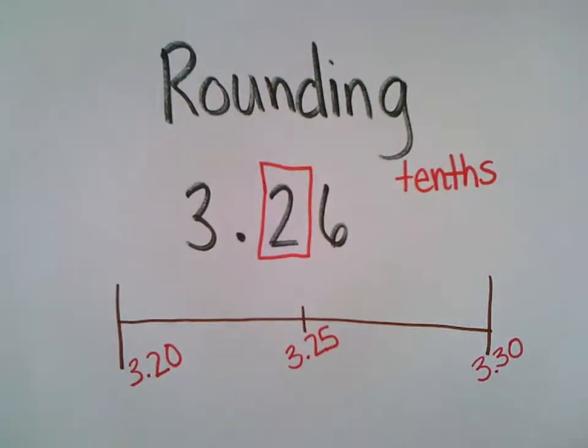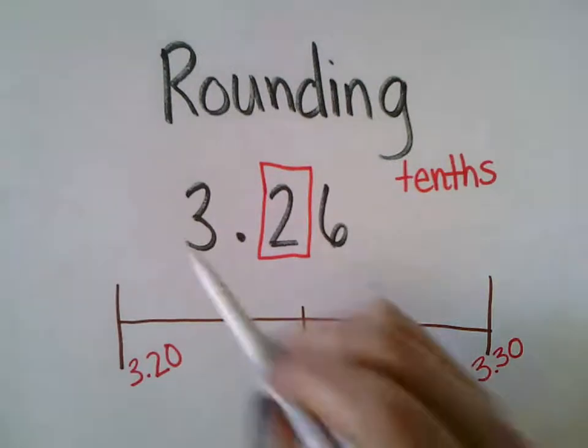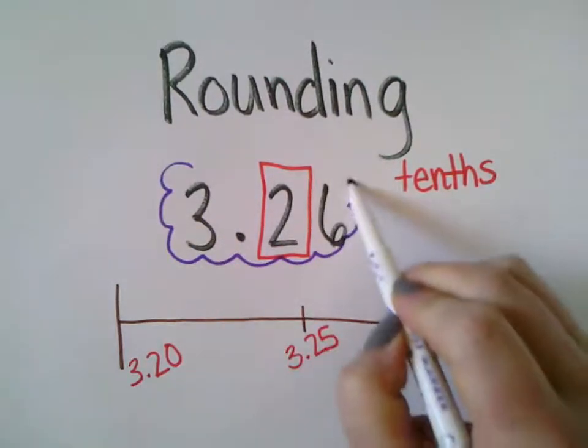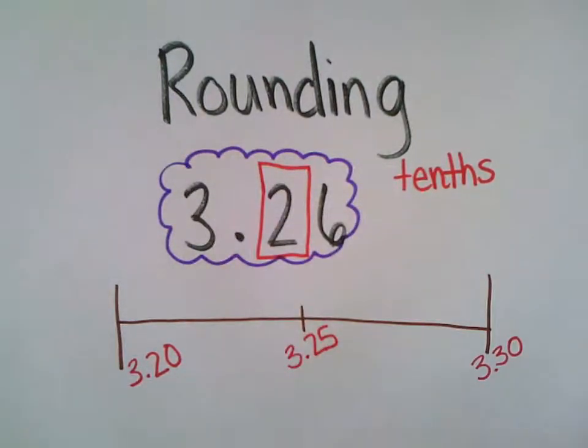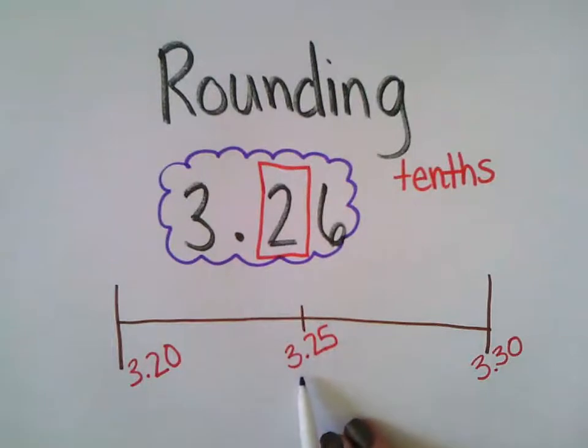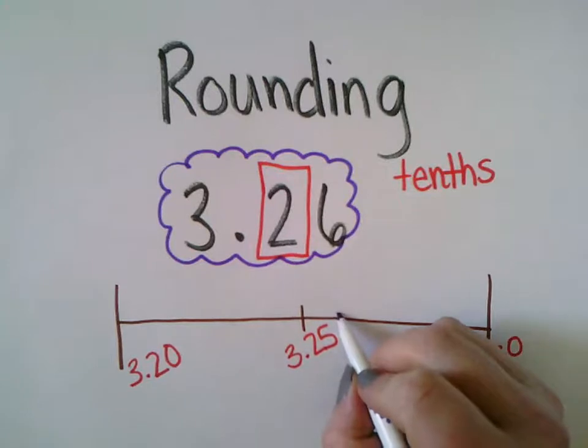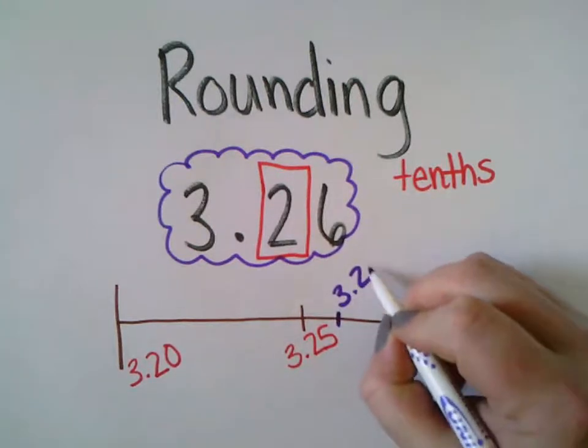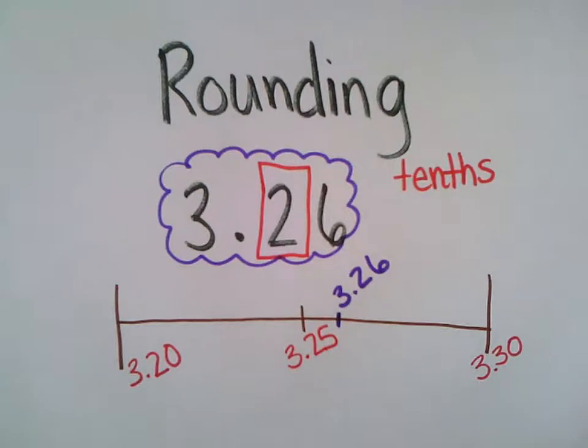Very nice. Now, what you're going to do next is you're going to figure out, where does our original number go on our number line? Our original number, is it going to go before the midpoint or is it going to go after the midpoint? So is this number smaller or larger than 3 and 25 hundredths? Yes, I agree. It's going to go about right here. So 3 and 26 hundredths is going to go after 3 and 25 hundredths.